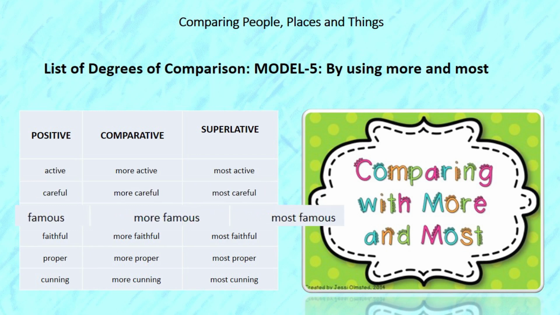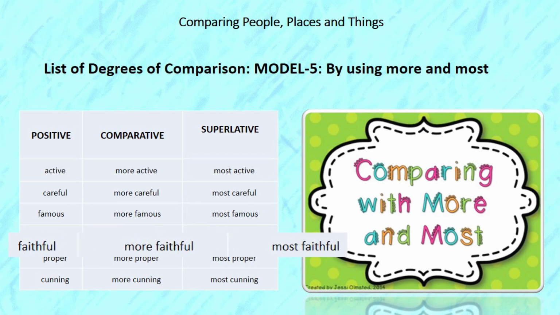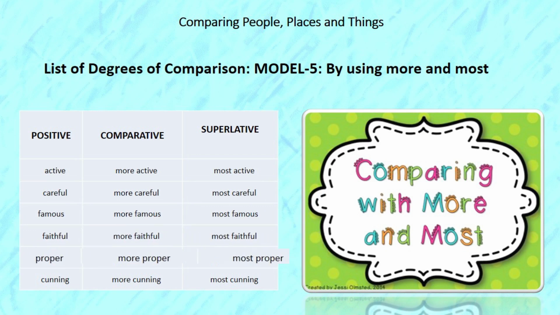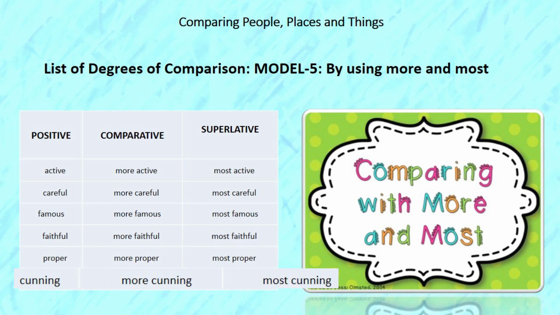Famous becomes more famous and most famous. Faithful becomes more faithful and most faithful. Proper becomes more proper and most proper. And finally, cunning becomes more cunning and most cunning.